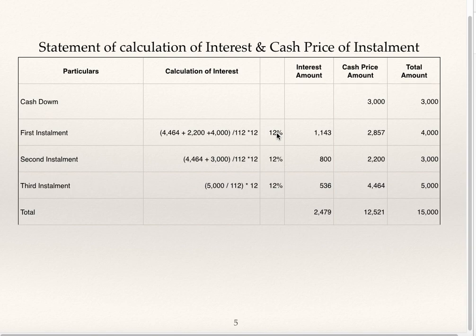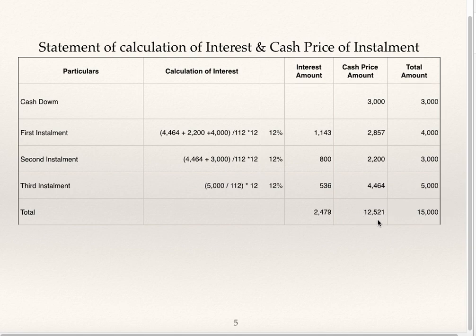Calculation of interest of first installment will be 4464, that is outstanding cash price of last installment, plus 2200 outstanding cash price of second installment, plus 4000 first installment divided by 112 into 12, 1143, and cash price will be 4000 minus 1143, which is 2847. Now if you take total interest is 2479, total cash price is 12,521, and total installment price is 15,000.